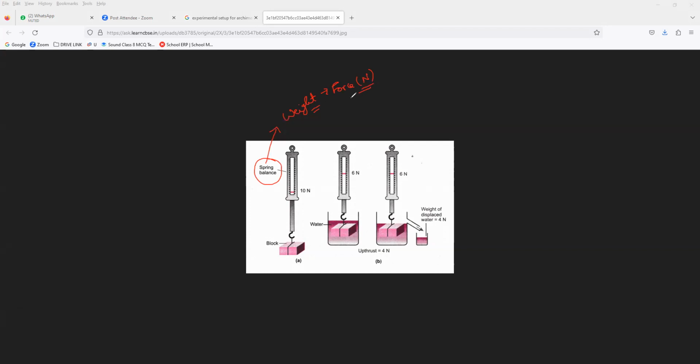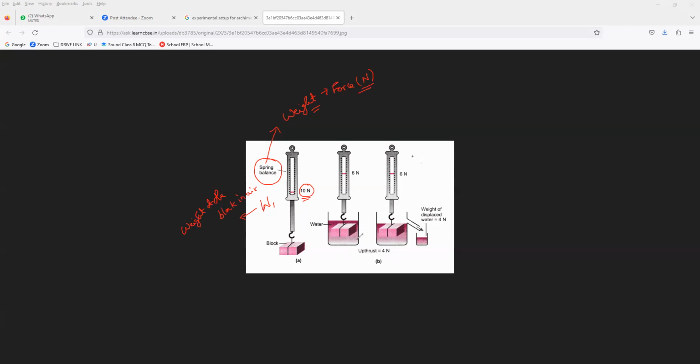Now, I measured the weight in air. Approximately how many newtons is it showing? You can see the example I have given. Everyone tell me, what is that? 10 Newton. Let me take that as W1. What do you mean by W1? Weight of the body, or block, in air.